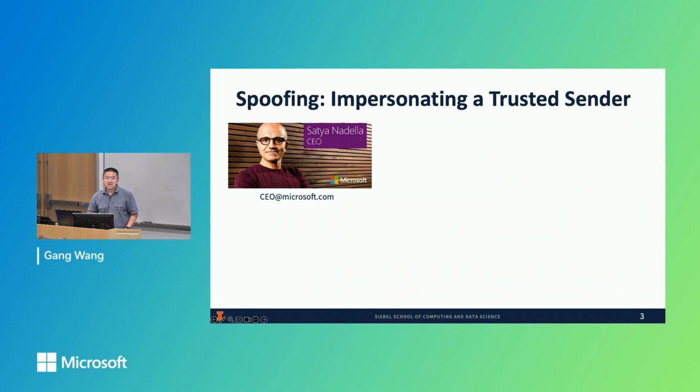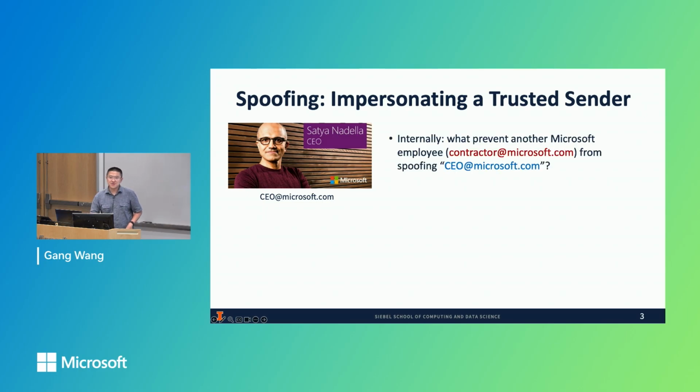Now, spoofing is a really important technique or tactic for social engineering. It's about impersonating a trusted sender to gain the victim's trust. So let's take the Microsoft CEO as an example, right? For the sake of example, let's just say their email address is ceo@microsoft.com. So we can do some thinking exercise to say where the risk is.